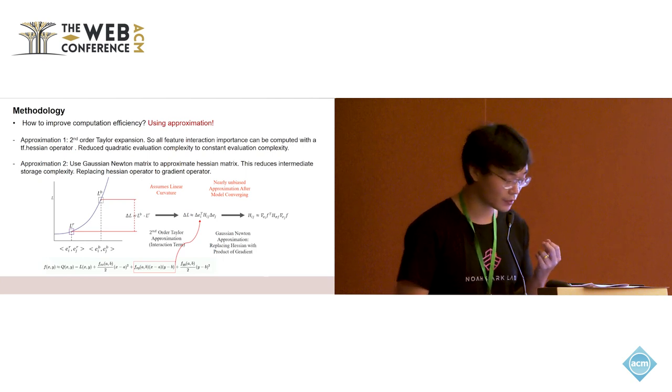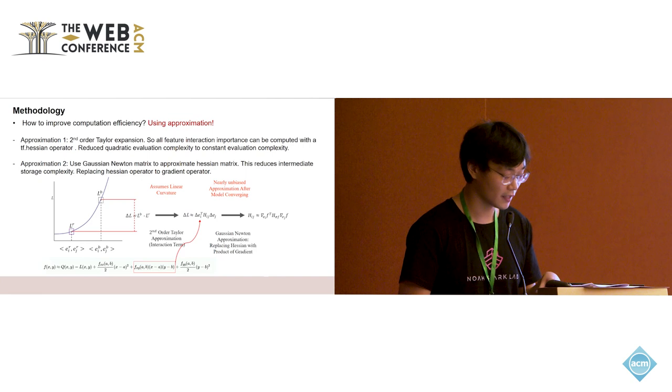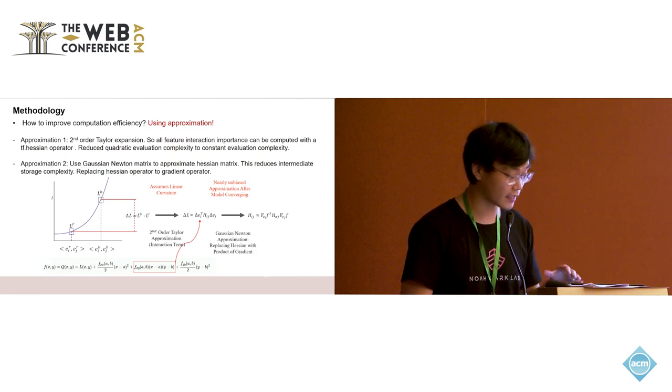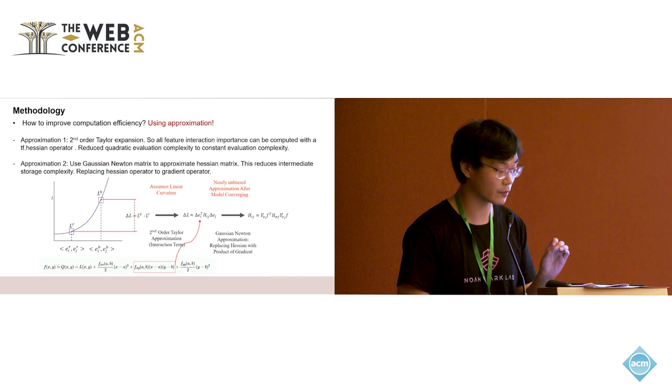The first approximation we use is the second order Taylor expansion. The formula is described here. If we treat it as a quadratic function and only consider the interaction term of this second order Taylor expansion, then we can get this formula. This is the Hessian matrix of the loss with regard to our two cross features, and delta e_i and delta e_j are the feature embeddings when they are informative, minus the embeddings when they are non-informative. Basically, we can use the weight itself because non-informative can be treated as zero. So we can use this simple formula and a very simple torch or TF autograd call to get all possible feature crosses importance.